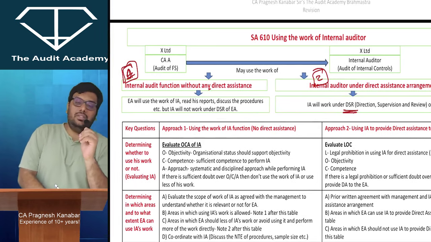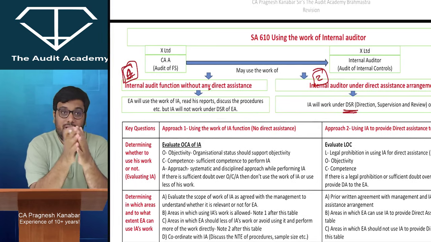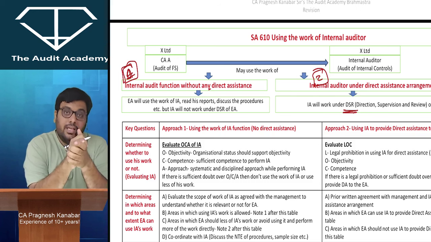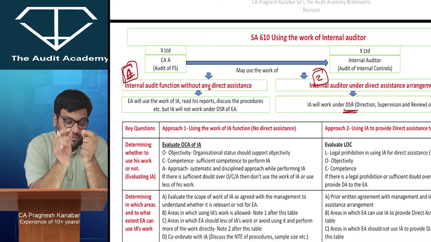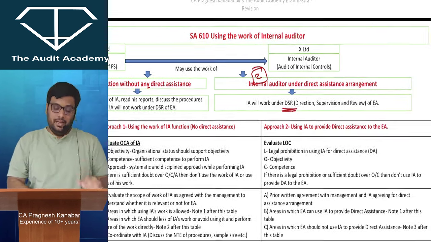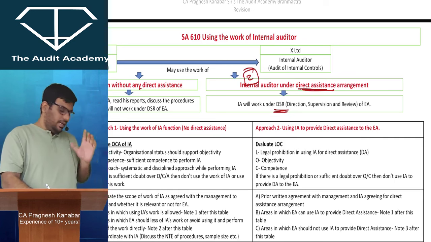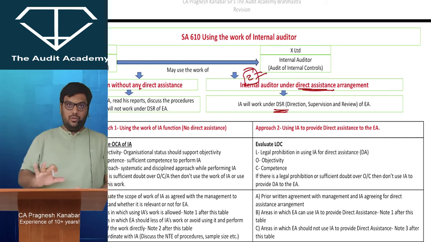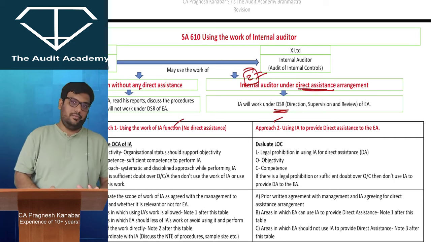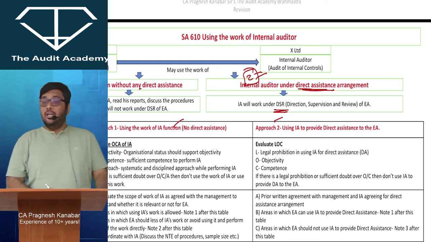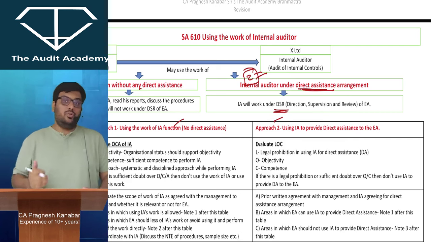When I say without direct assistance, it means normally using the work of a professional: reading his reports, discussing the work, sending him a questionnaire, asking him to reply to that questionnaire. In exams, listen to me very carefully. Only if they have given direct assistance very clearly, then you think from the approach two angle, because both the discussions are different. So it is very important that when you look at the question of using the work of the internal auditor, you try to understand whether it is approach one or approach two.